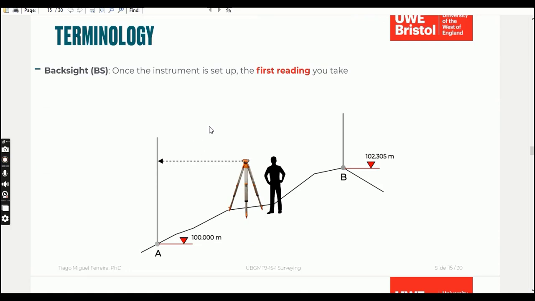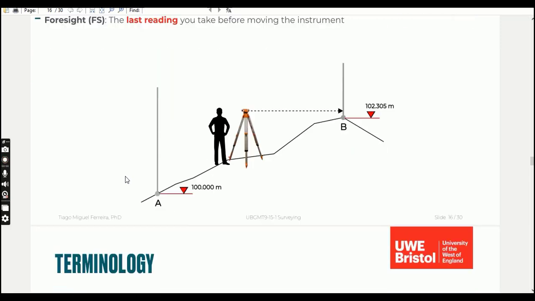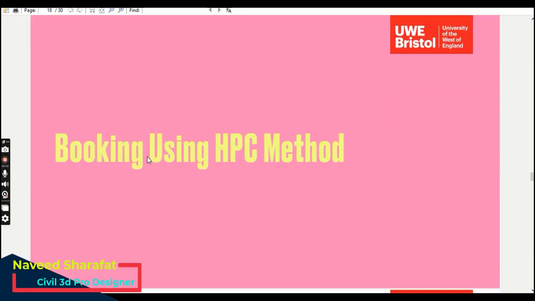In land surveying interviews, sometimes they ask you what a backsight is. You can answer like this: it is the first reading after setting up your instrument, and the foresight is the last reading you take before moving the instrument, and an intermediate sight is any reading between the backsight and foresight.